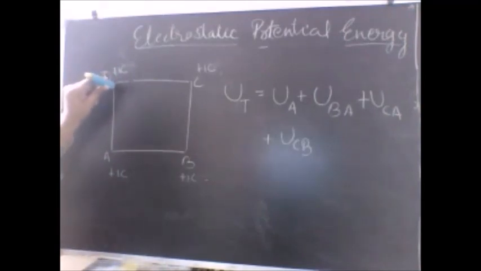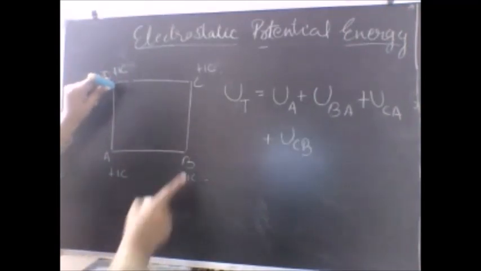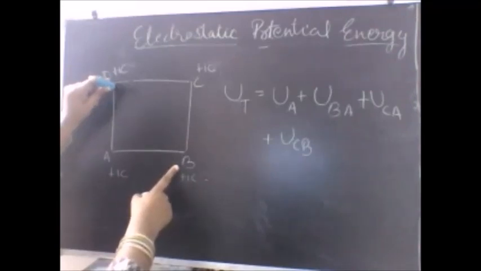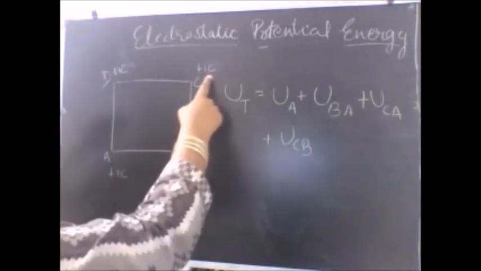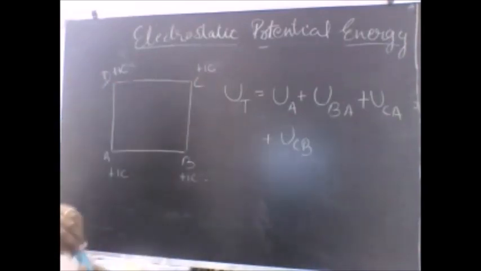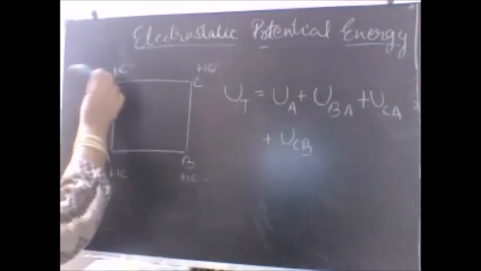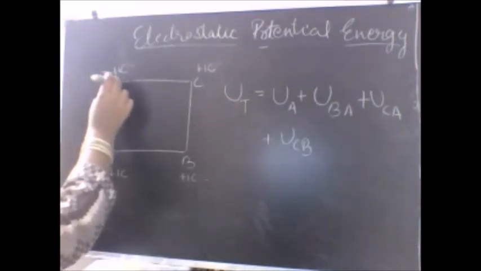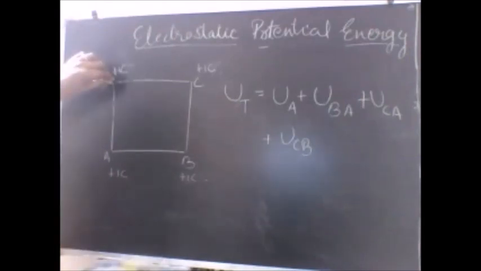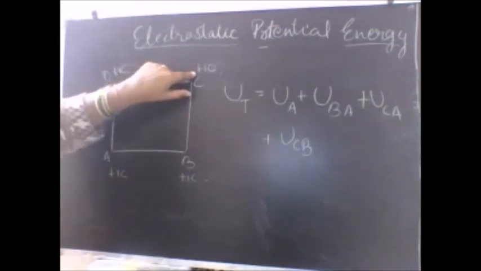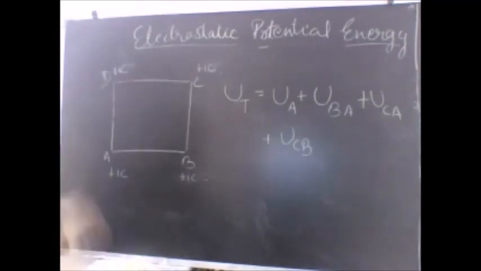So I have to do some work also against the electrostatic force exerted by the charge at the point B. Same way the charge at the point C is exerting a repulsive force. So this charge 1 coulomb will again have a tendency to move away from the source charge this way. But I want the charge should stay here. So I have to do some effort against the electrostatic force exerted by the charge at point C.